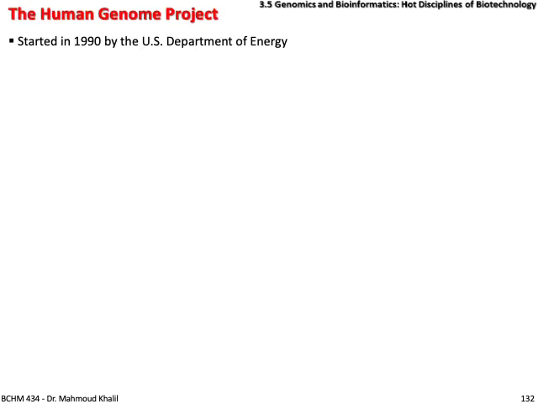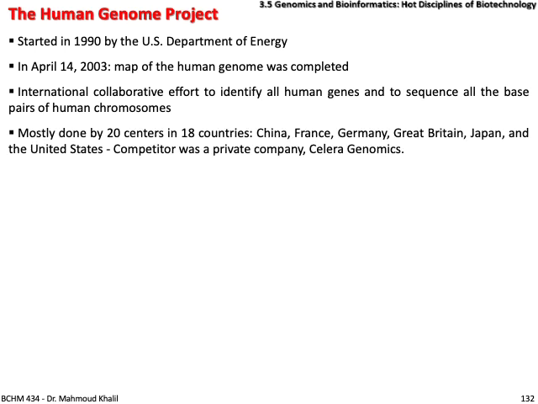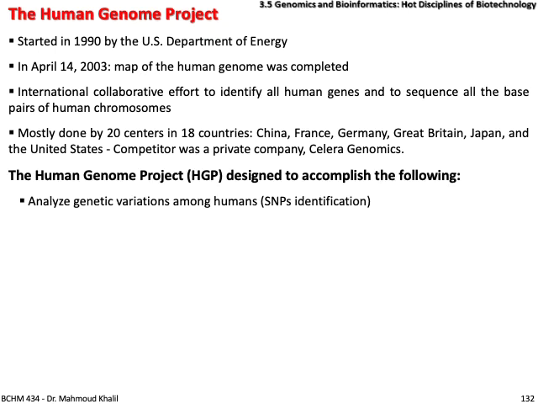The Human Genome Project. Started in 1990 by the US Department of Energy, on April 14, 2003, the human genome was completed. It was an international cooperation of efforts to identify all human genes and to sequence all the base pairs of human chromosomes, mostly done by 20 centers in 18 countries, as you can see.